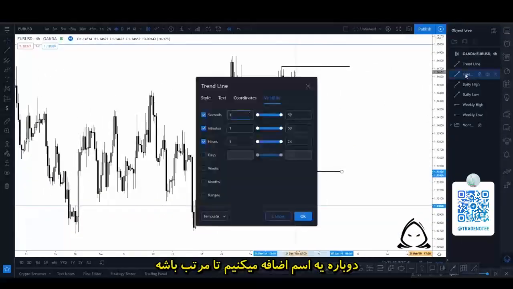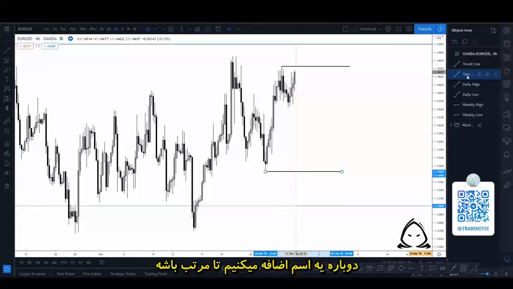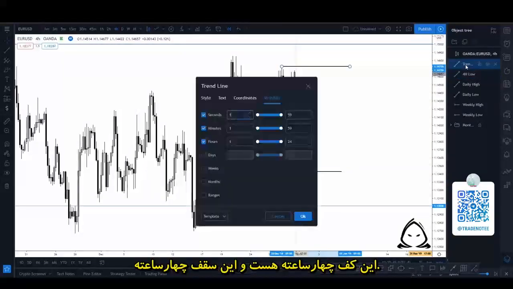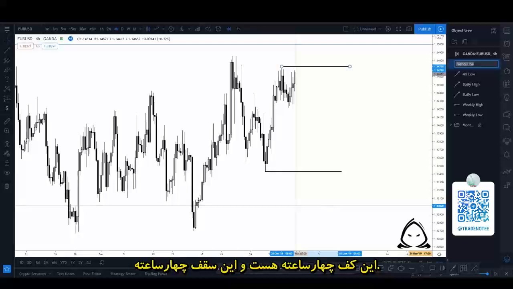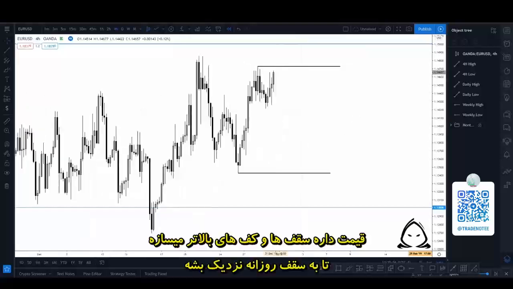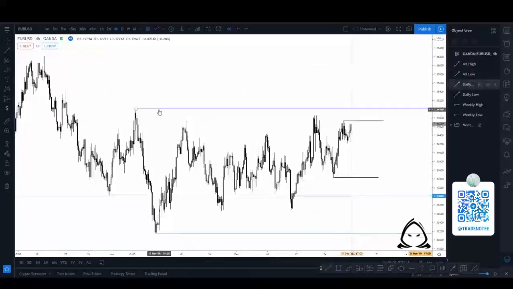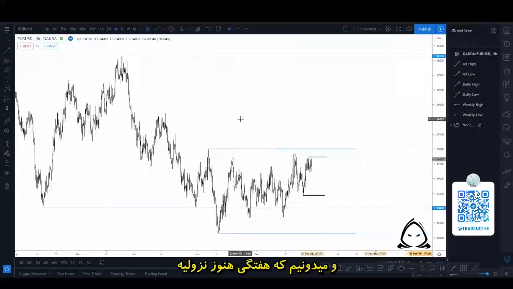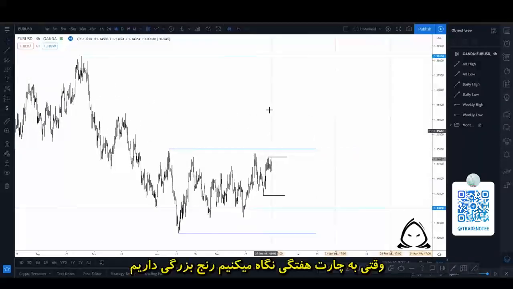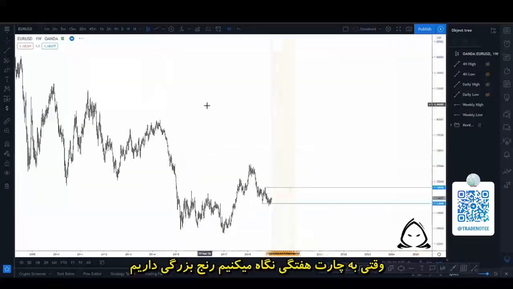So again, we'll just quickly add a name here to keep things organized. This is the 4-hour low, and this is the 4-hour high. Perfect. So we can see on the 4-hour we're starting to make higher highs and higher lows. We're approaching the overall high of the daily. And we know that the weekly is still bearish overall, but we do have a fair amount of range when we're looking at the overall weekly chart.